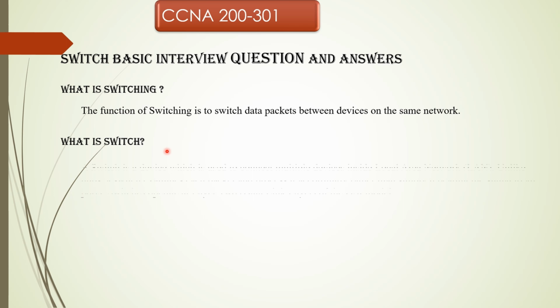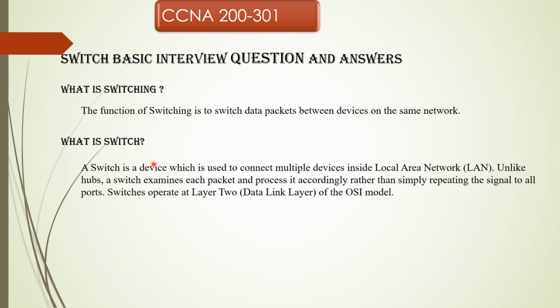What is a switch? A switch is a device which is used to connect multiple devices inside a local area network. Unlike hubs, a switch examines each packet and processes it accordingly rather than simply repeating the signal to all ports. Switches operate at layer 2, the data link layer of the OSI model.